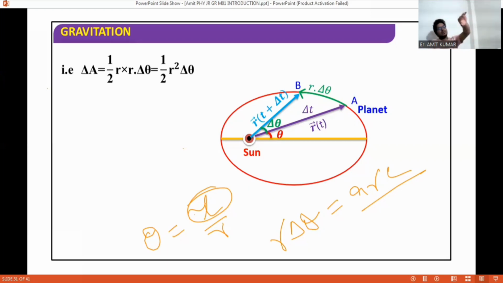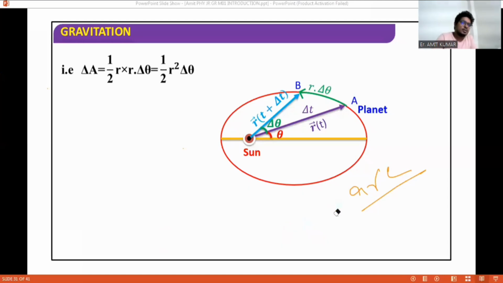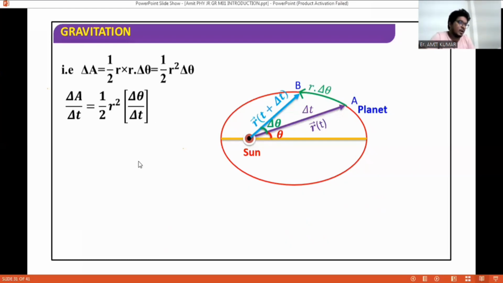Then you can put in the values, and the value will come as 1 by 2 R square delta theta. Clear? This is the area delta A. So if I ask delta A by delta T, the rate of change of area with respect to time.